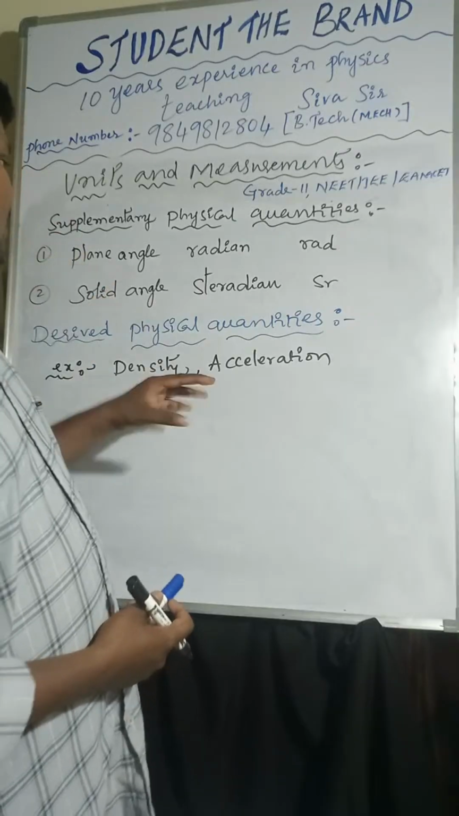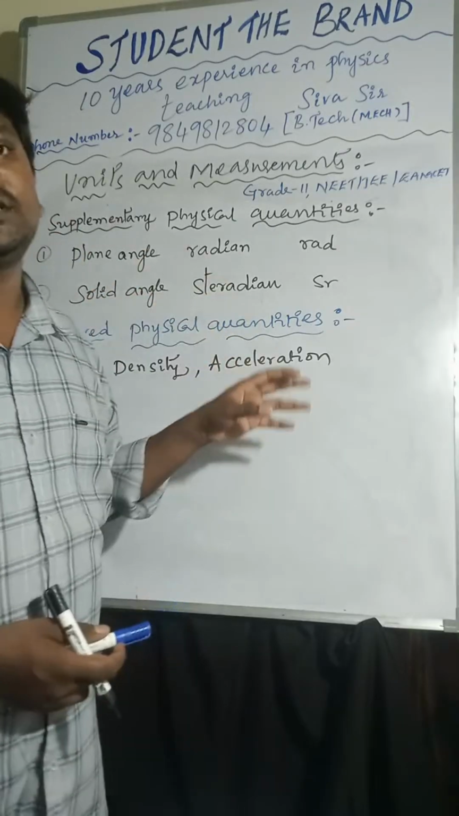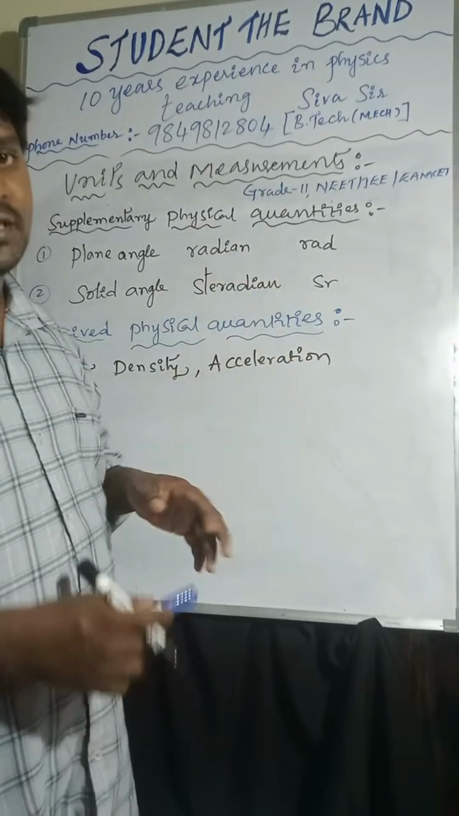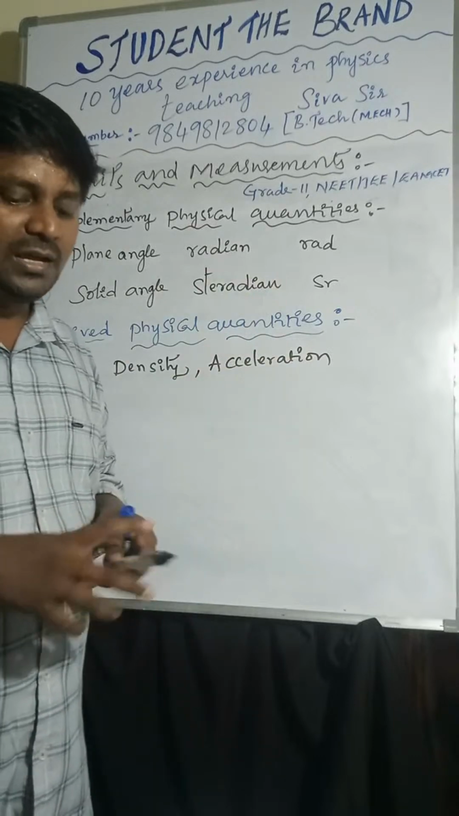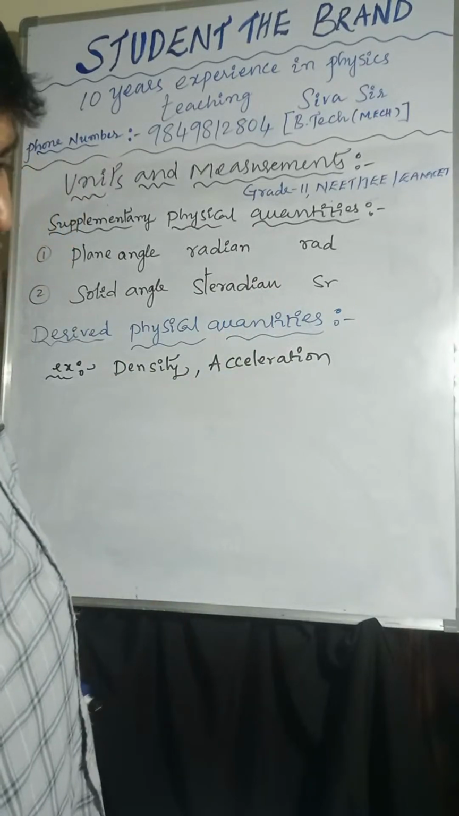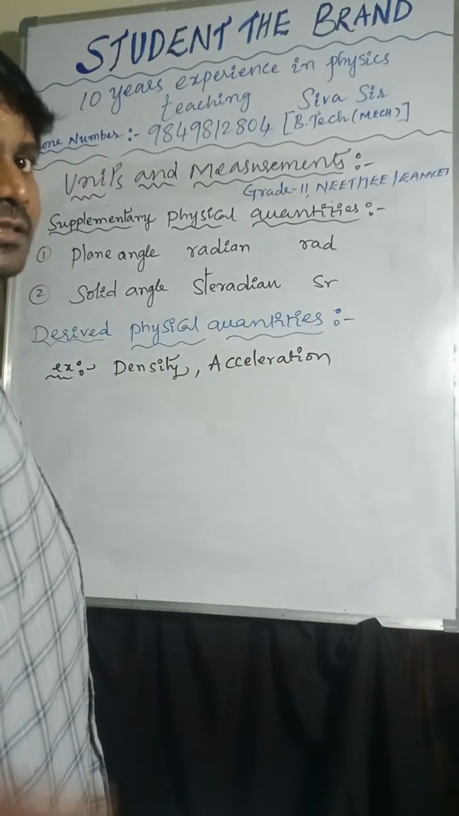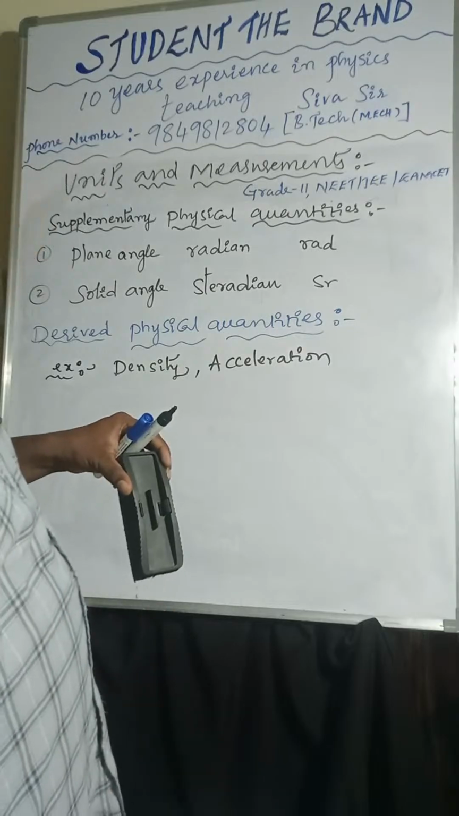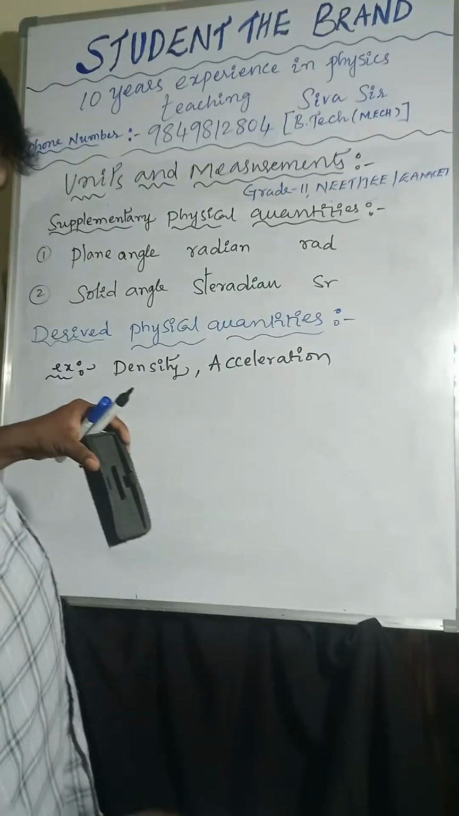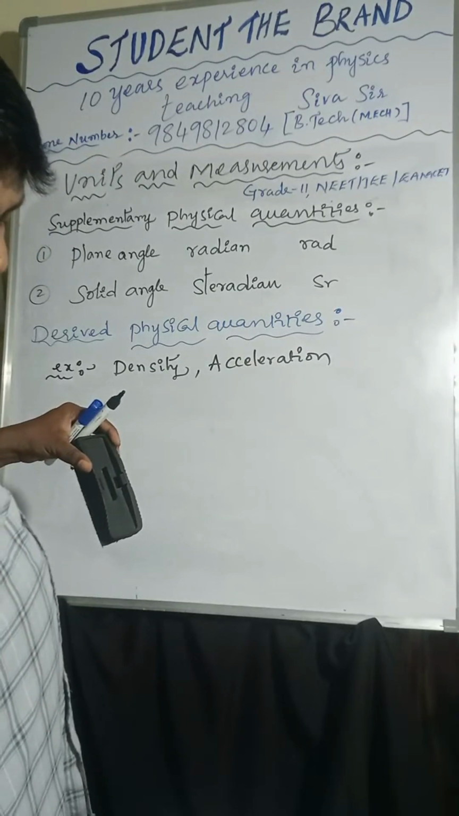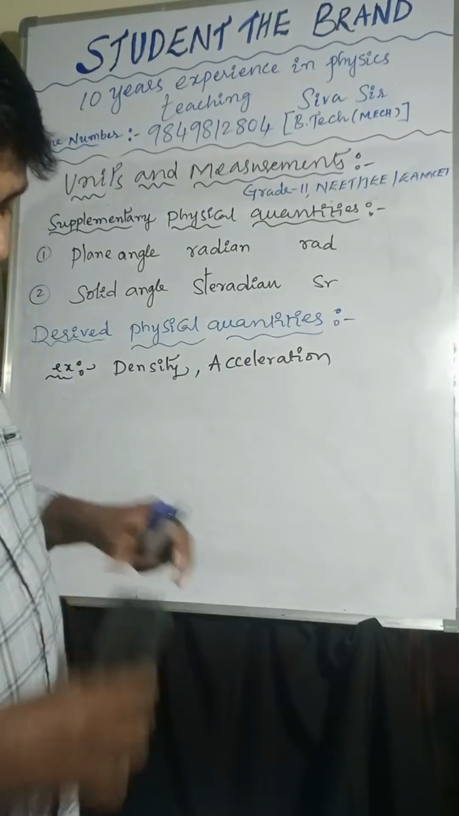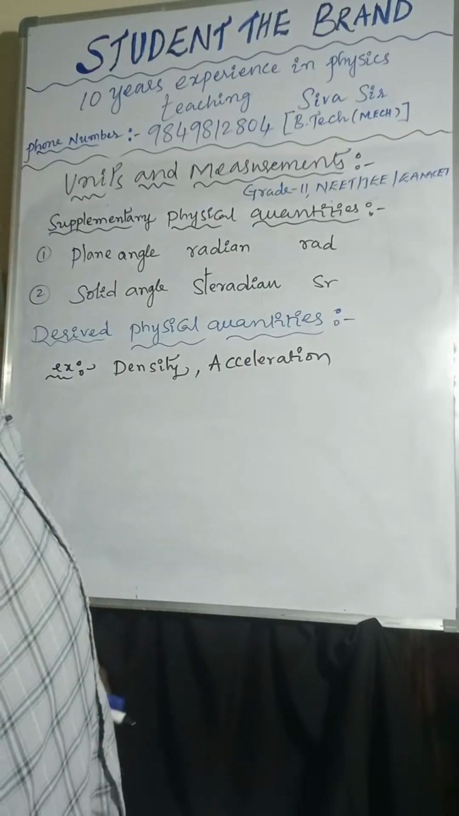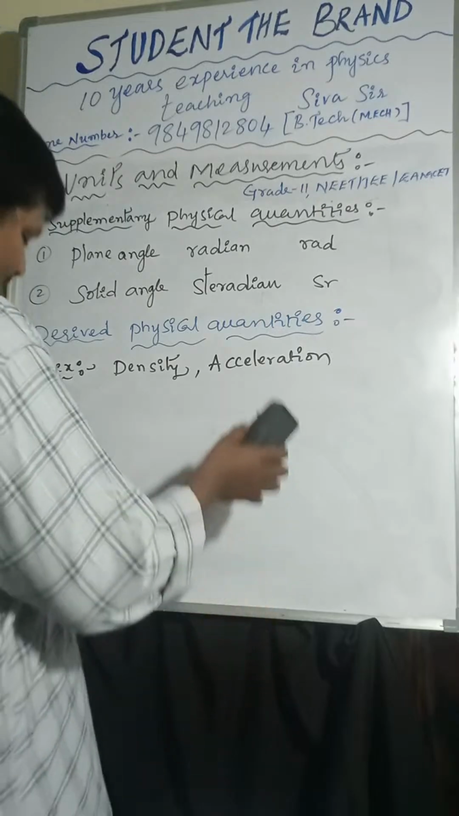So a derived physical quantity is a quantity which can be derived from the remaining physical quantities. I hope it is clear to you all. System of units is completed. Next we are going to dimensions. I will explain dimensions, and we'll see how to find them.